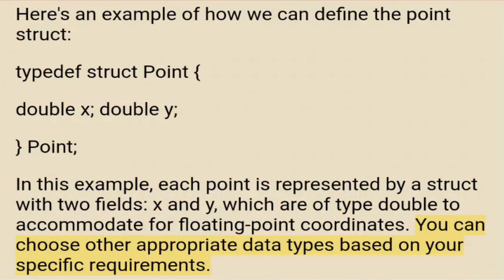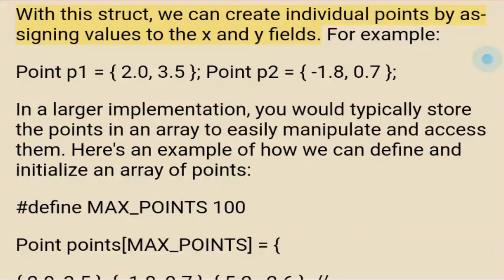You can choose other appropriate data types based on your specific requirements. With this struct, we can create individual points by assigning values to the x and y fields. For example, point P1 = {2.0, 3.5}, point P2 = {-1.8, 0.7}. In a larger implementation, you would typically store the points in an array to easily manipulate and access them.